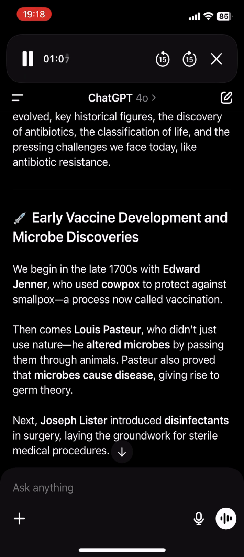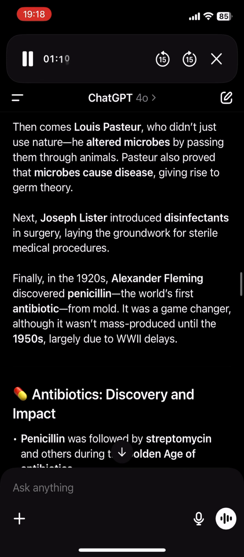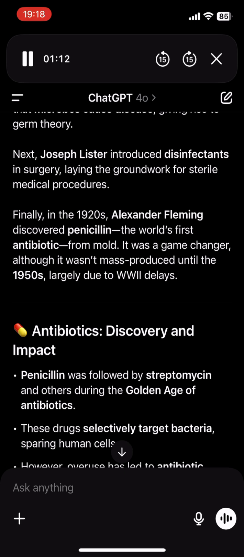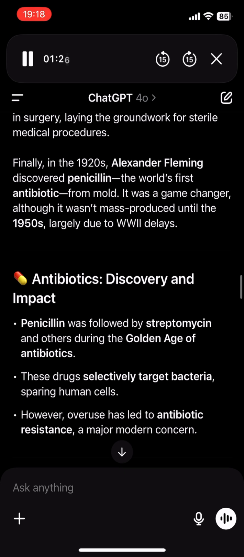Next, Joseph Lister introduced disinfectants in surgery, laying the groundwork for sterile medical procedures. Finally, in the 1920s, Alexander Fleming discovered penicillin, the world's first antibiotic, from mold. It was a game changer, although it wasn't mass-produced until the 1950s, largely due to World War II delays.